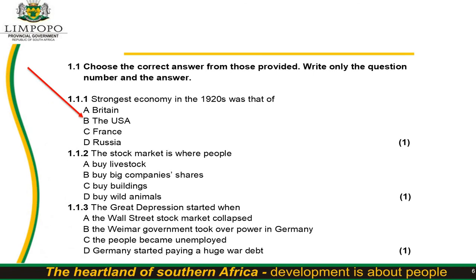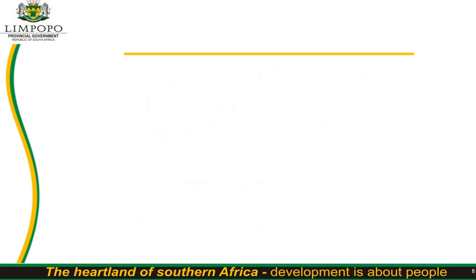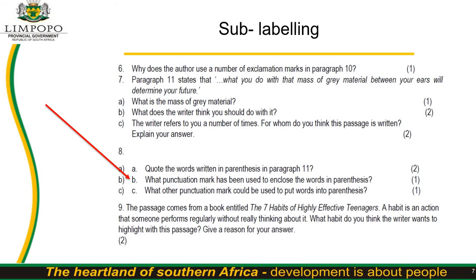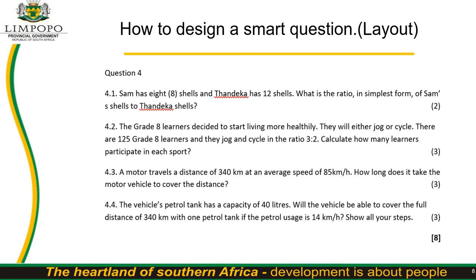And if we concentrate on sub-numbering, the sub-numbering should also be taken into consideration, checking whether the sub-numbering is correct or adequate, and looking at the sub-labeling. On the sub-labeling, you realize that the sub-labeling also is not consistent on some other subjects, and even the numbering and the mark alignment has not been consistent. And how do we design a smart question paper?